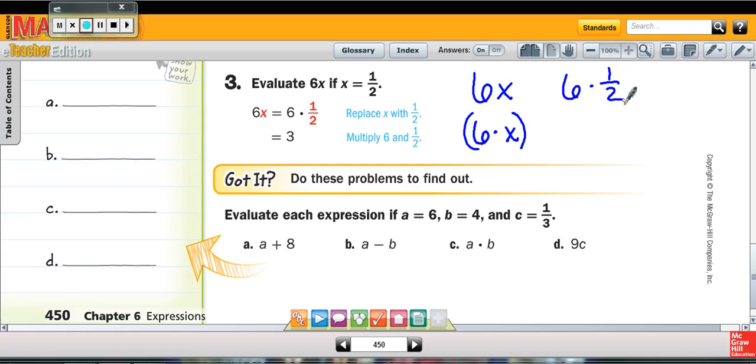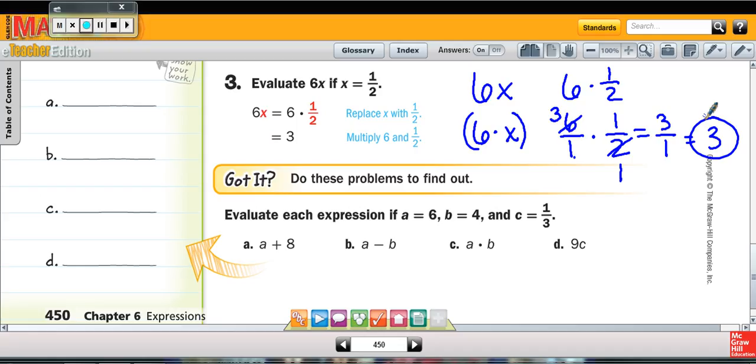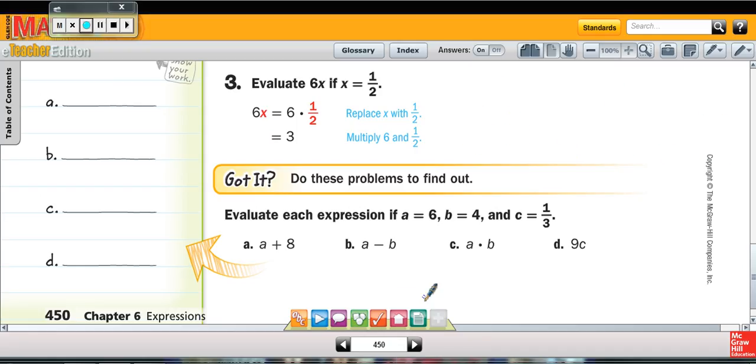Thinking back to our work with fractions, this would become 6 over 1 times 1/2. We can cross cancel. That'd be divided by 2 is 1, and divided by 2 is 3. So 3 times 1 gives me 3. 1 times 1 gives me 1. So that would just be 3. And if you think back, half of 6 would be 3. So that makes sense. Let's go ahead to the got it's.